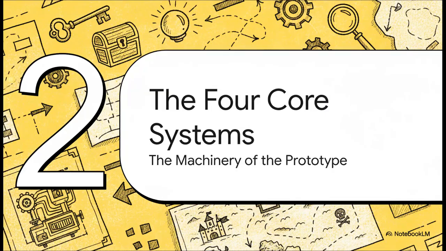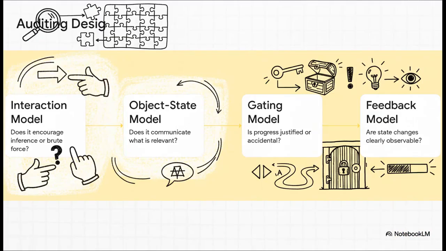All right, let's get into the four core systems, the machinery of the prototype. So if the escape room is a prototype, what's it testing? Turns out it's a diagnostic tool for four core systems, the very engine that makes any good adventure game run. So you can basically audit any escape room, or any adventure game really, by looking at these four connected systems.